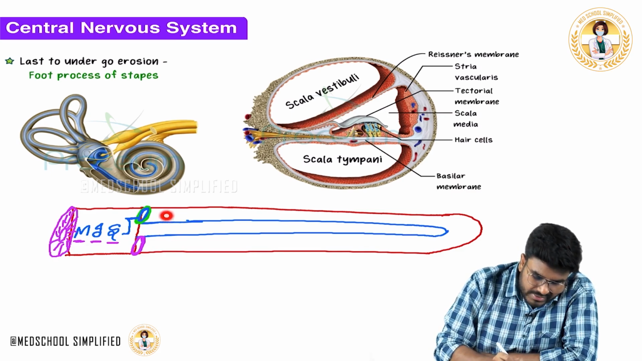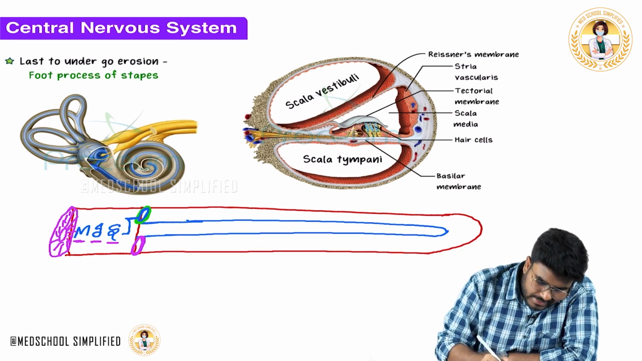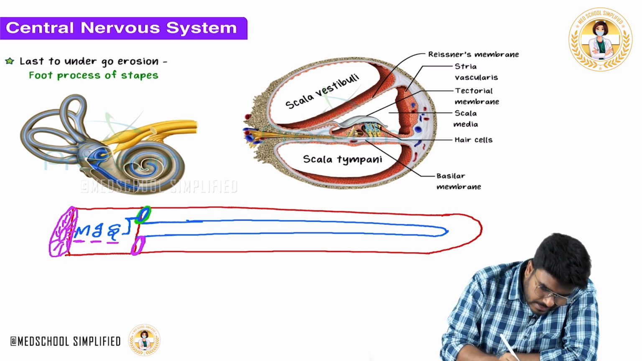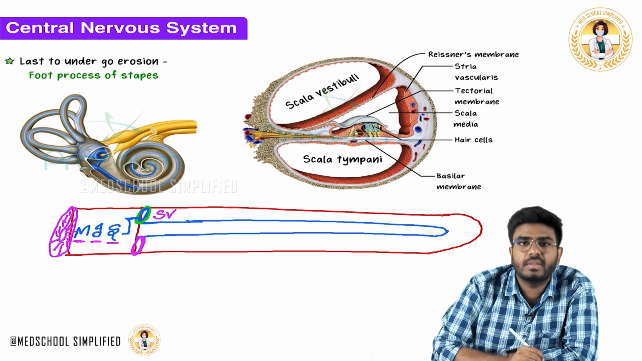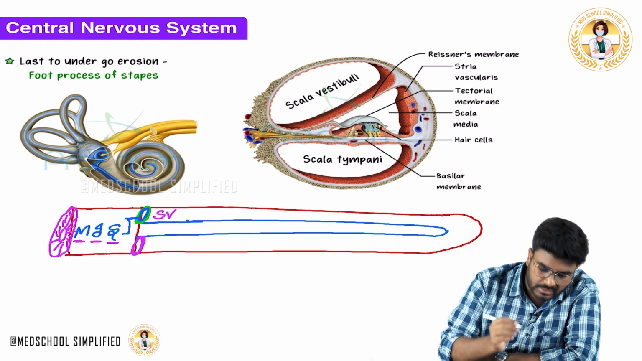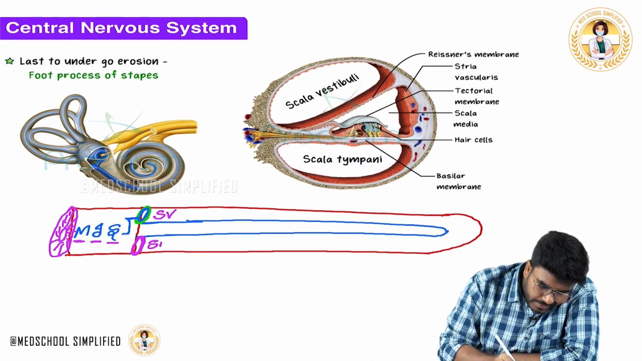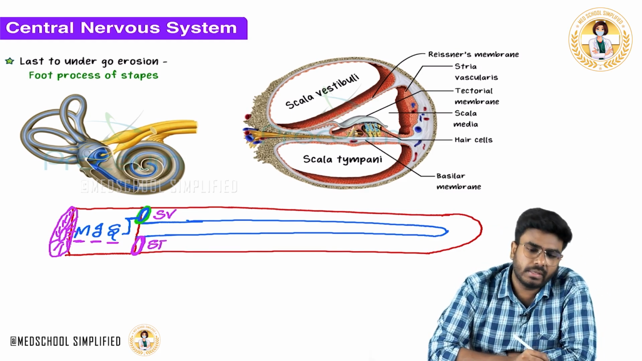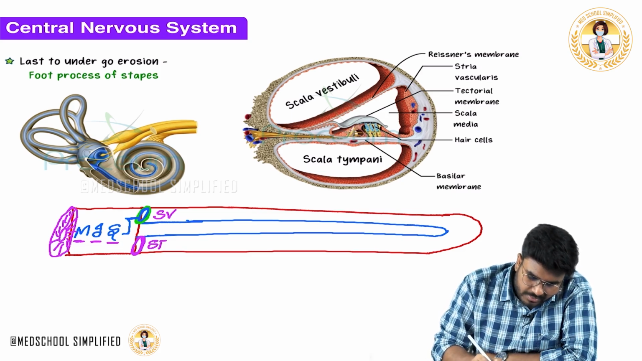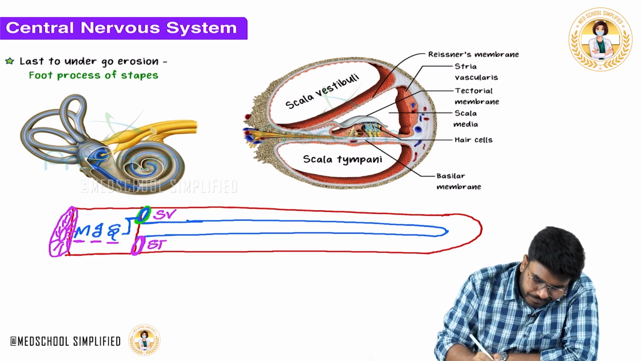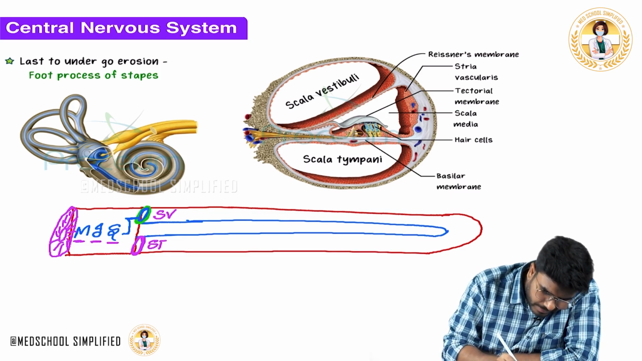What is this chamber called? The topmost chamber is called the scala vestibuli. And the lowermost one is called the scala tympani. So, scala vestibuli and scala tympani. Now, in the scala vestibuli, what is present? Sir, in the scala vestibuli there is perilymph present. Okay, it is perilymph.